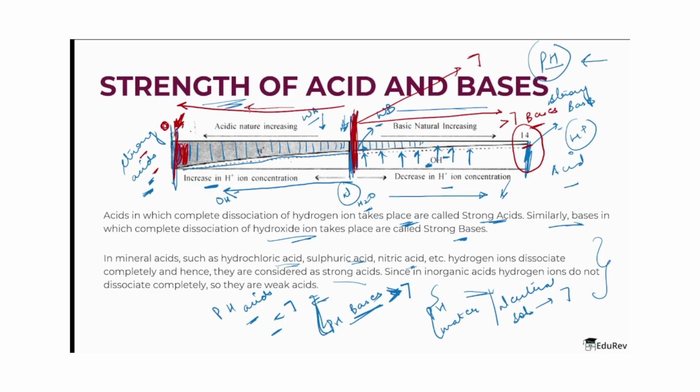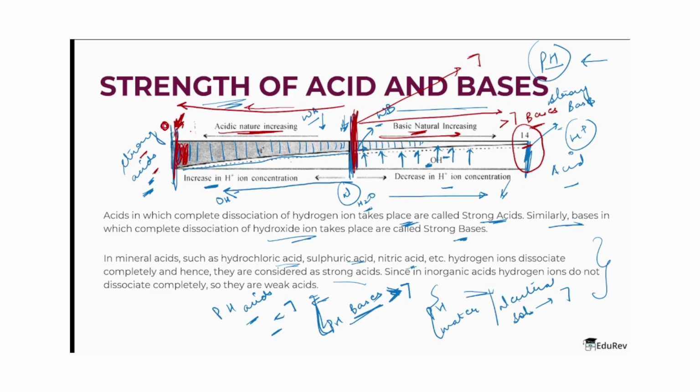So when I'm approaching towards this, I'm approaching what? Strong acids. That means the acidic nature is increasing and the basic nature is decreasing. And when I go from here to here, then the basic nature is increasing, whereas my acidic nature is decreasing. So we came to the end of the lecture. Let's recap what all we did, and then we can relax and do some tests related to it.